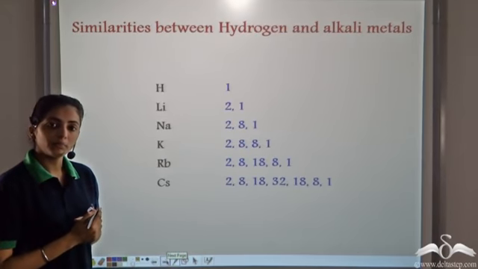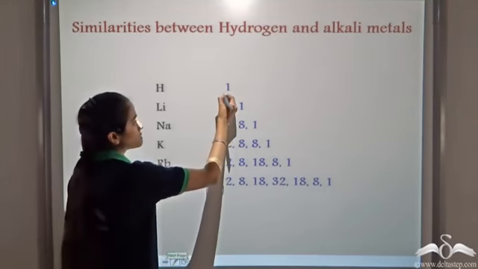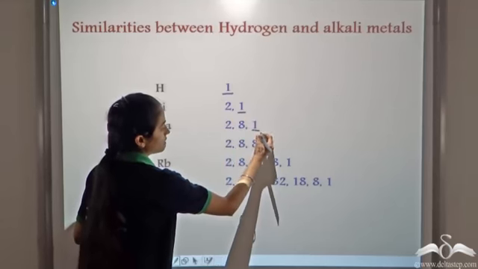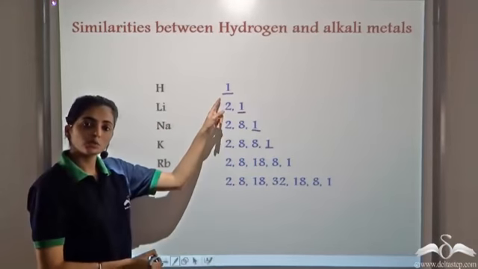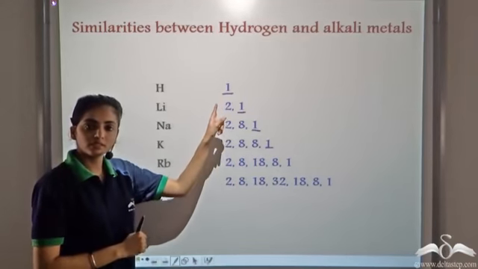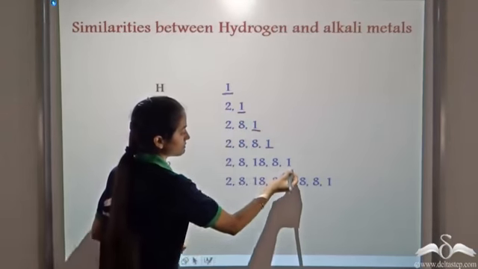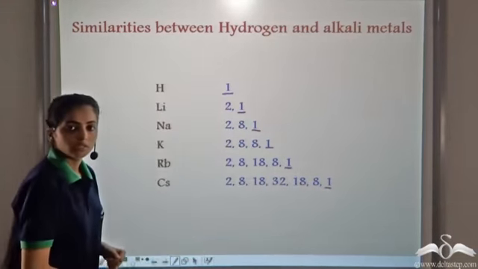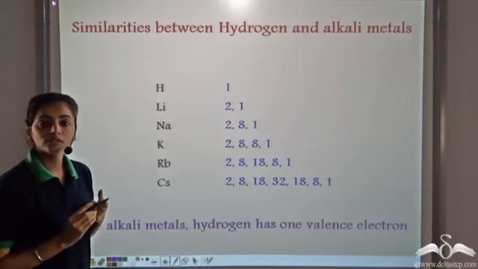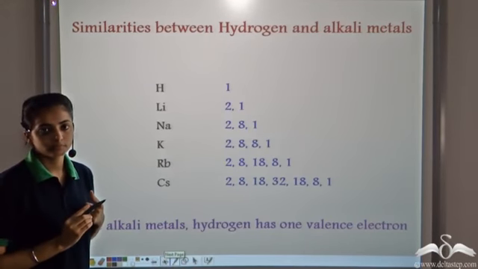Like all alkali metals, hydrogen has one electron in the valence shell. Since hydrogen has only one electron, which is present in the valence shell, like all alkali metals, hydrogen has one valence electron.